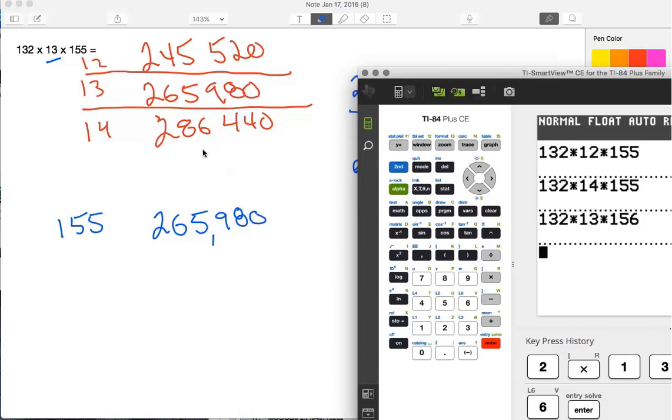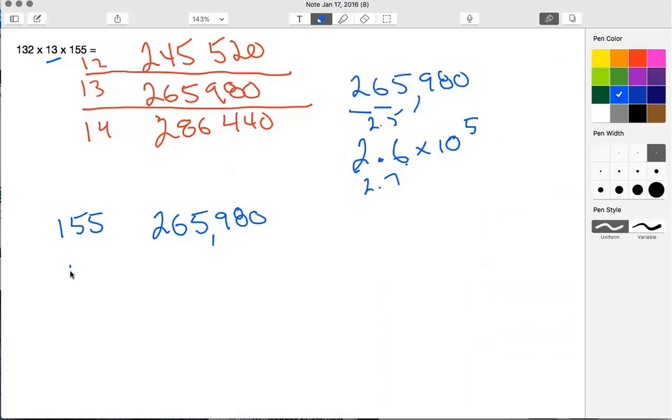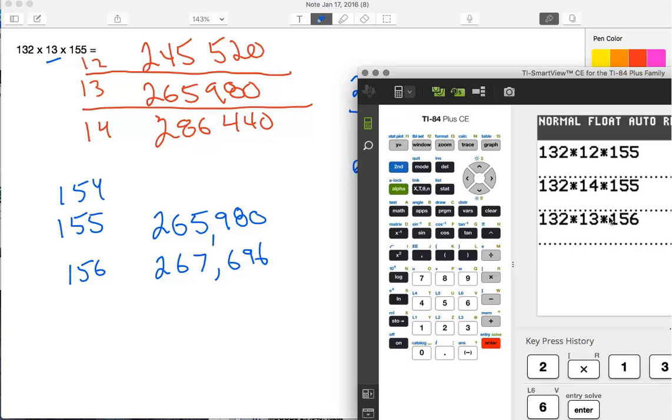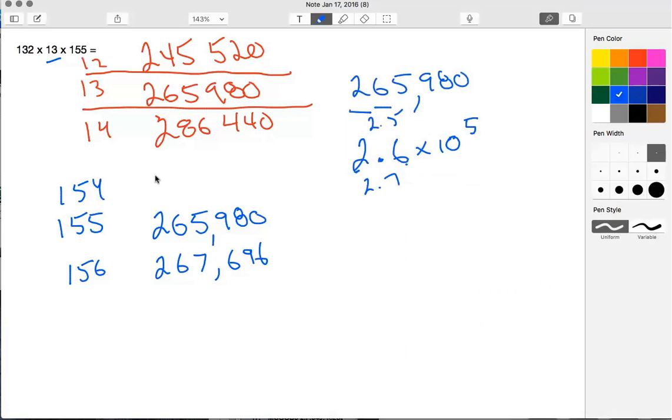267,696. So it shows up over here, 267. Let's put the 156 below, 156, and it's 267,696. And if it were 154, it shows up, well, let's see where. Probably the same place, I'm guessing. So 132 times 13 times 154, and 264 is the answer to 2.